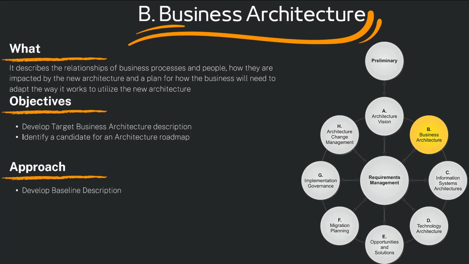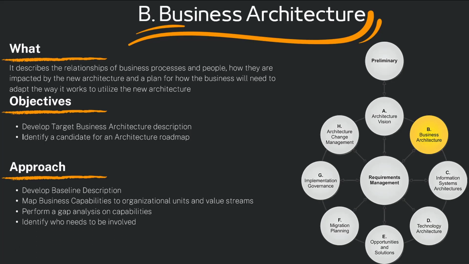Our overall approach starts with a baseline. This baseline uses pre-existing descriptions if they have existed from previous work. We then apply business capabilities and map them to organizational units, value streams, and plans within the scope of the project. We perform a gap analysis to figure out, based on our baseline and our target, where we are missing a particular capability, skill, or tool. And we apply the organizational map to figure out who needs to be involved, how decisions are going to impact those people, and double check if we have missed anyone from our stakeholder list.